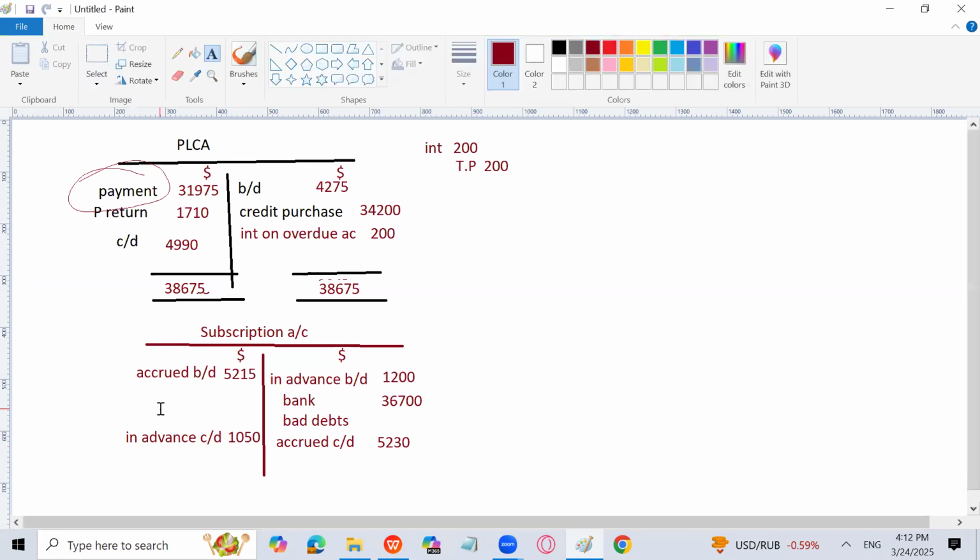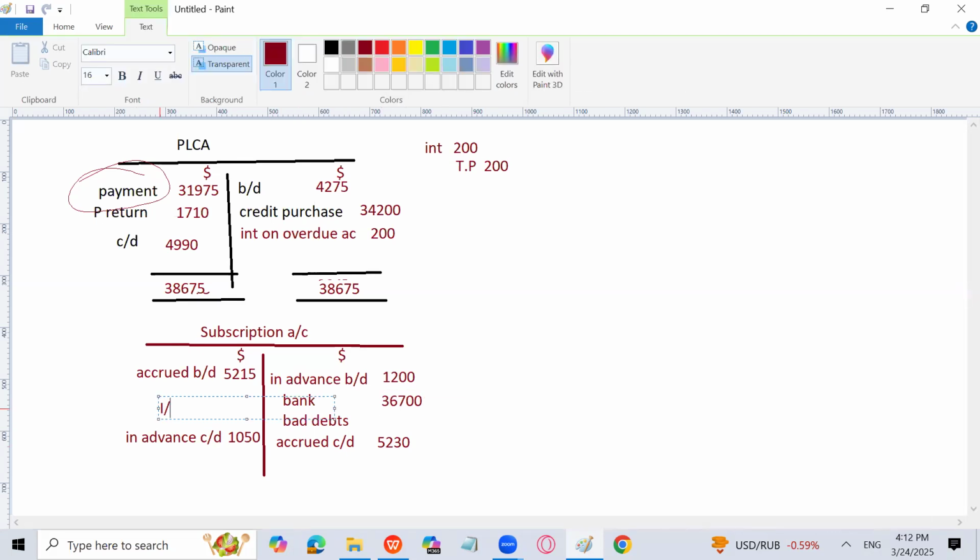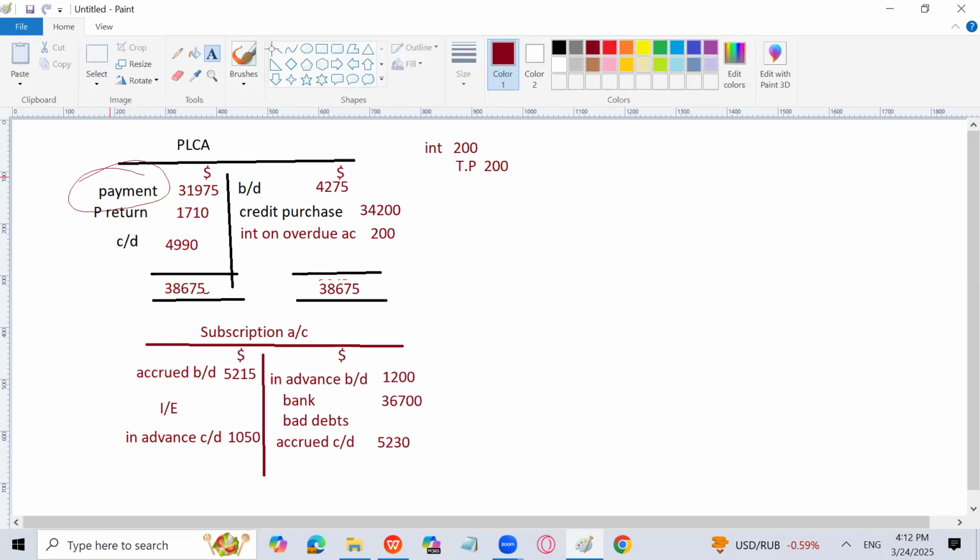The difference is going to be written in the income and expenditure account or profit and loss account. But I'm not going for the word profit and loss account. Why? Because we are solving a question from a non-profit organization. Non-profit organization में आप प्रॉफिट लॉस का वर्ड नहीं लिखते, इनकम एंड एक्सपेंडिचर अकाउंट का वर्ड लिखते हैं. प्रॉफिट नहीं होता, सरप्लस और डेफिसिट होता है.